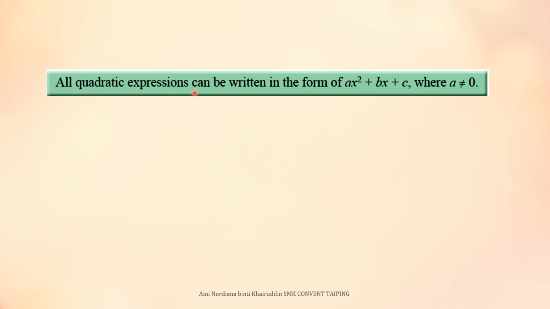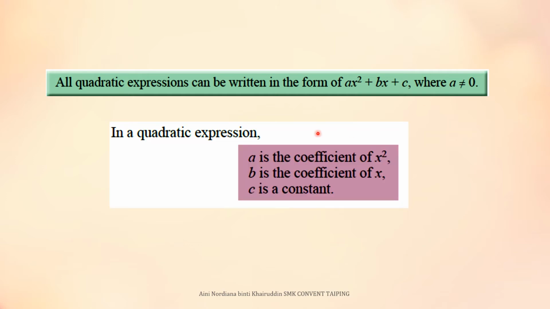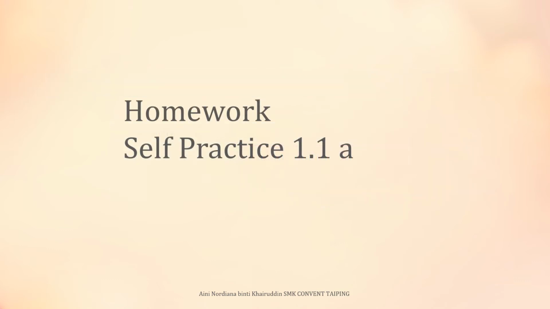All quadratic expression can be written in the form of ax squared plus bx plus c, where a is not equal to 0. In a quadratic expression, a is the coefficient of x squared, b is the coefficient of x, c is a constant. Don't forget your homework, self-practice 1.1a. Next.